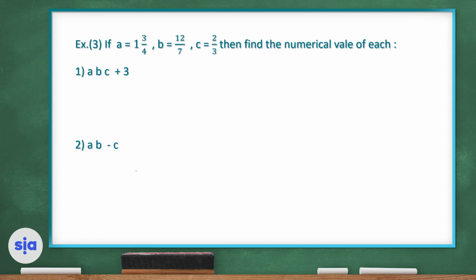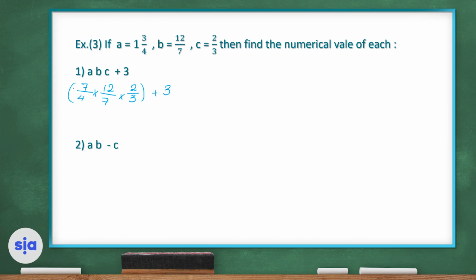Exercise number 3, we have the three values of a, b, and c. The question wants us to find the value of each of the following. So, in this one, a times b times c plus 3. Let's evaluate what's a. A is 3 over 4. Change it into fractions, so a will be 7 over 4 multiplied by the b, which is 12 over 7, multiplied by the c, which is 2 over 3. All of these is added to 3.